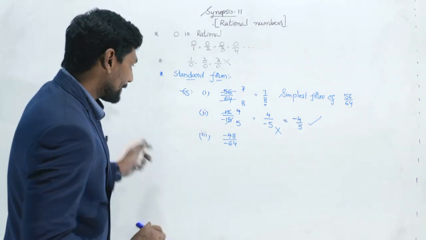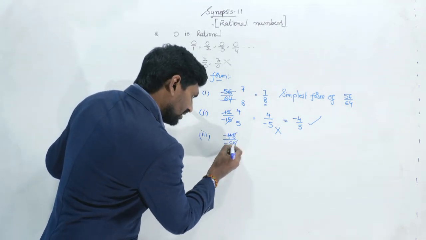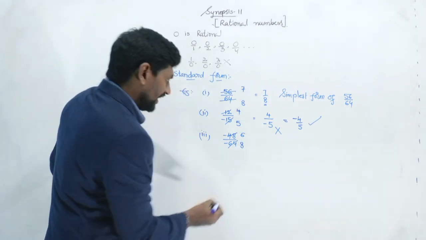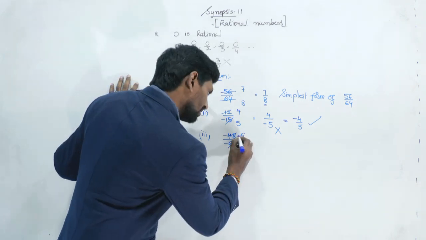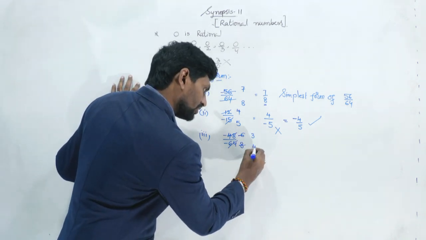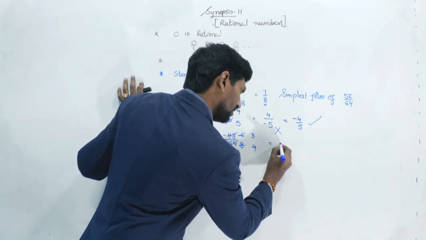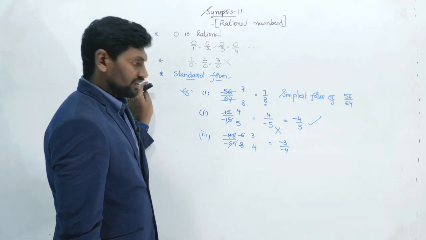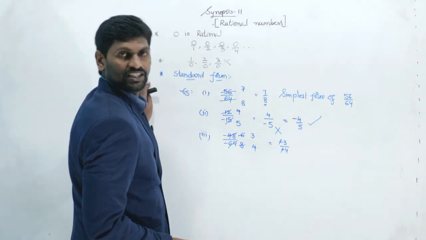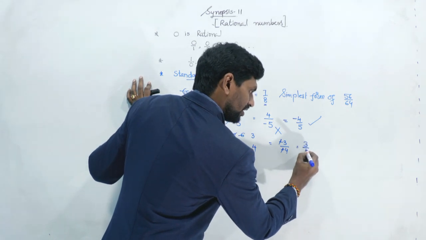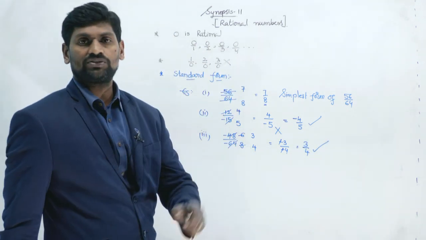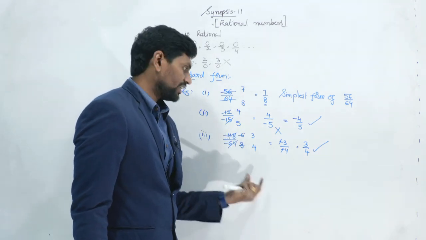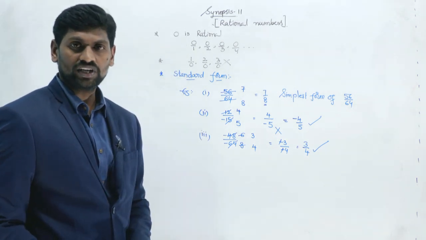Now both will cancel in the 8 table. 8 sixes are 48, 8 eights are 64. Again 6 and 8 both come in the 2 table: 2 threes are 6, 2 fours are 8. Now there is no more cancellation: minus 3 by minus 4. It is not yet in simplest form, but both have the same sign, so the minus signs cancel. Now 3 by 4, the denominator is positive. Yes, it is the simplest form. So the simplest form of minus 48 by minus 64 is 3 by 4.